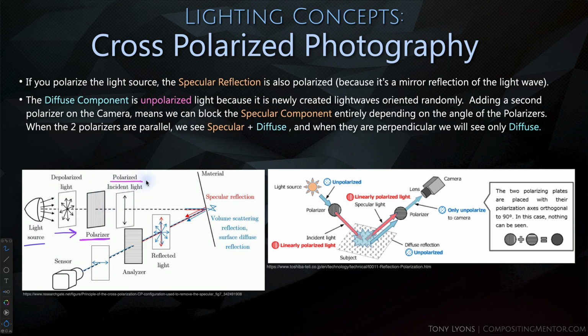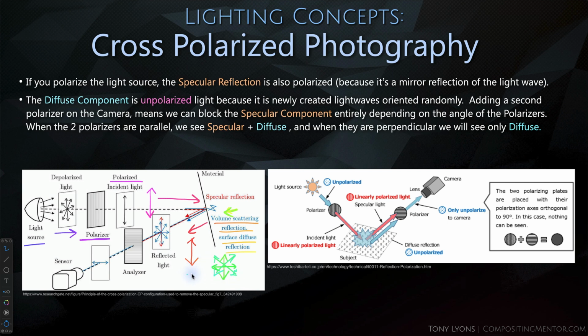And now we have, in this case, vertically polarized light that is passing through. It hits a material, and that material has a specular component, a specular reflection, and that specular reflection is also going to be vertically polarized. We have also the diffuse component. These are new photons of light, and they are going to be unpolarized, so they could be oriented in any direction.